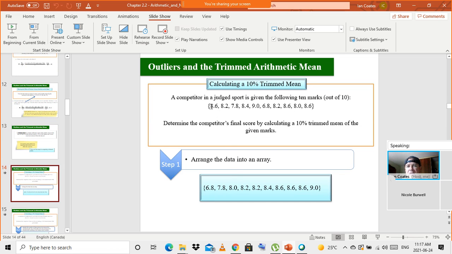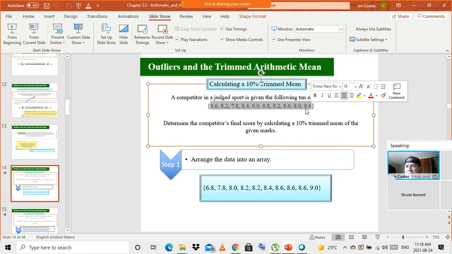So you have these numbers here, right? And they all kind of look the same. 8.6, 8.2, 7.8, 8.4, 9.0, 6.8. That one looks a little suspect. 8.2, 8.6, 8.0, 8.6. Something we could do here. So how do we calculate a 10% trimmed mean? Well, you count up how many you have here. How many data points do I have? So I have 10. 1, 2, 3, 4, 5, 6, 7, 8, 9, 10. Just wanted to make sure.